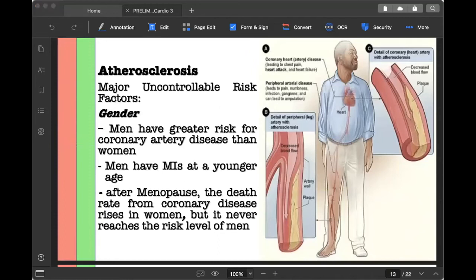As you can see here as well, atherosclerosis is more evident, or has a greater factor, in men compared to women. And men have MIs at a younger age, and after menopause for women, the death rate from coronary disease rises, but it never reaches the risk factor of men.